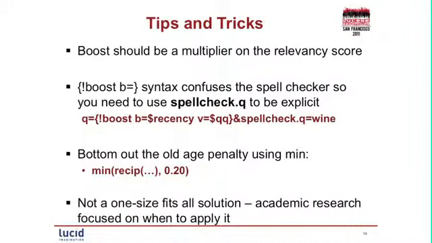So here are some tips and tricks on this. The first one is, I mentioned it should be treated as a multiplier on the relevancy score. That was a good lesson we learned. The boost syntax there, one thing we learned that hung us up is that if you're using spell checking with boost functions like this, you actually do have to use the spellcheck.q parameter, which tells the spell checker exactly what you want it to spell check. Okay, so in this case, wine.